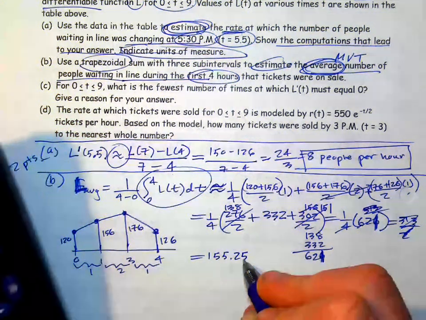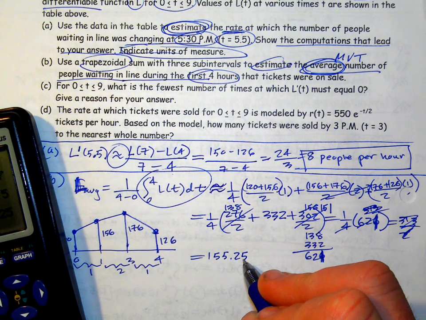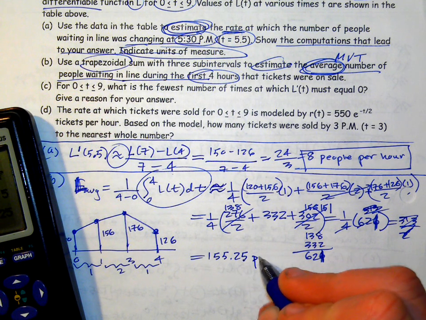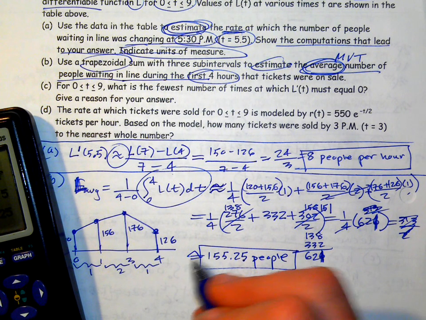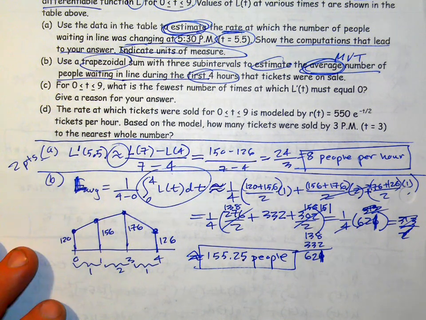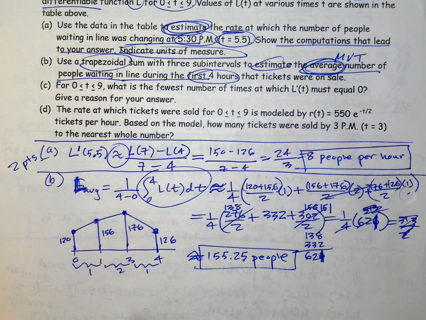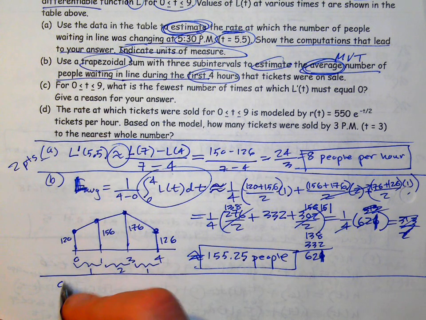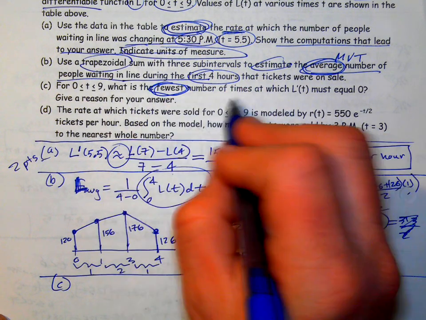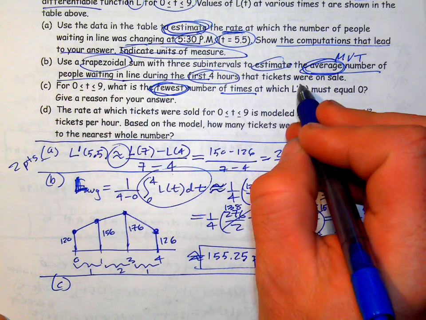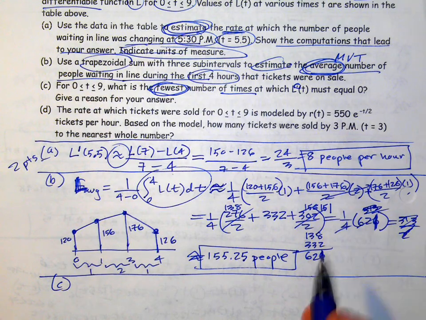155.25. The units are, this is average weight, people waiting in line. So this is people. And this is an estimate. It's an approximation. It's not a rate. Okay. C says from 0 to 9, what is the fewest number of times at which L prime must equal 0? Give a reason for your answer.